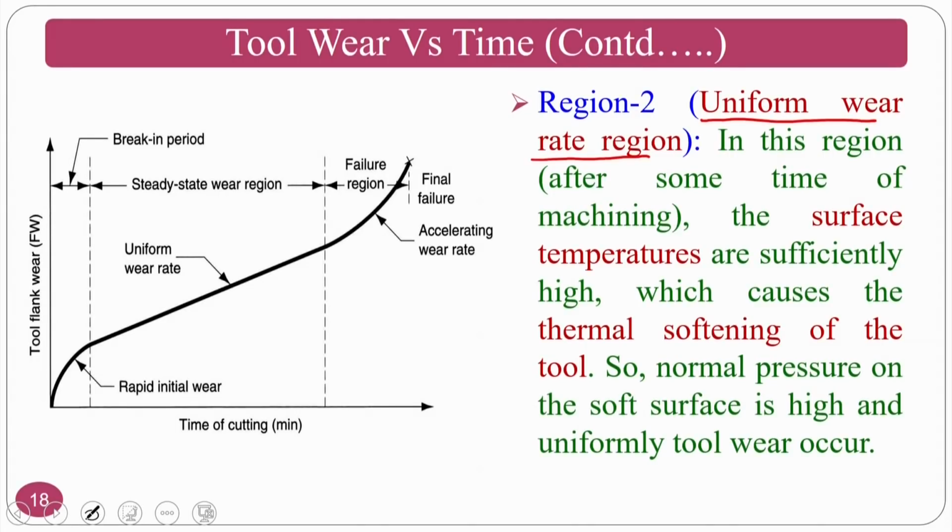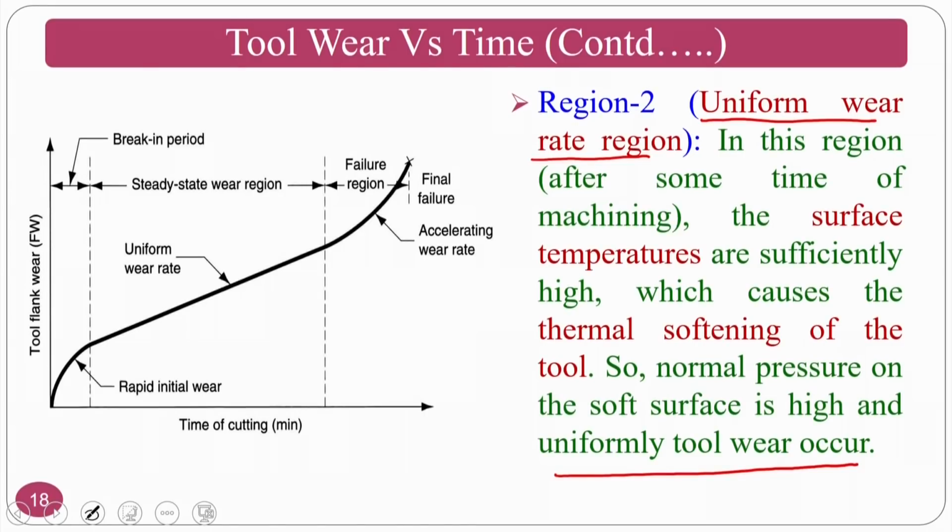Okay. In this region, after some time, the surface temperatures are sufficiently high, which causes the thermal softening of the tool. So, the normal pressure of the soft surface is high and uniform wear takes place. That means, whenever the sharp cutting edge is gone, now your sharpness radius is increased. So, the contact area between workpiece and the tool is very high. In that circumstance, the chip is formed by shearing action.